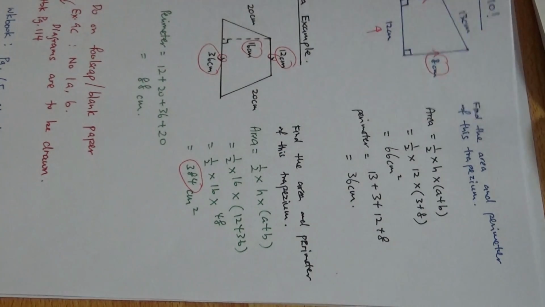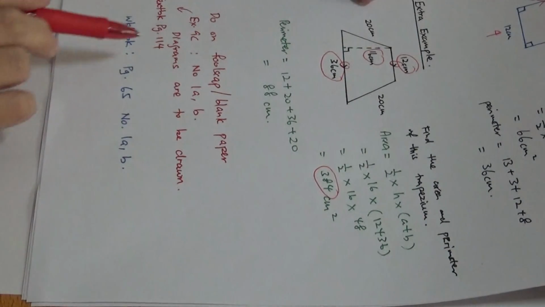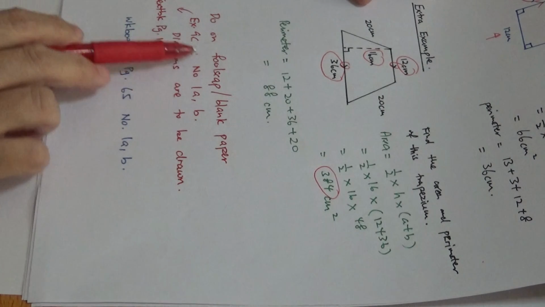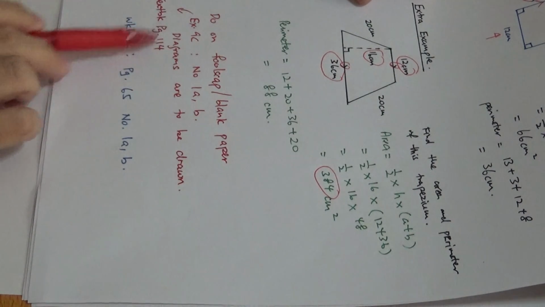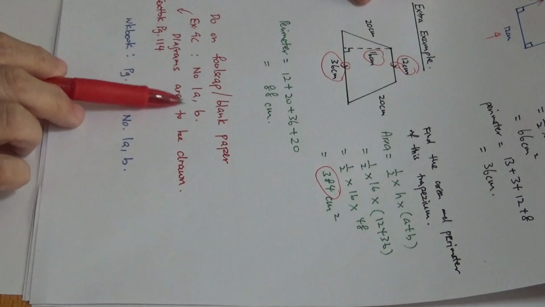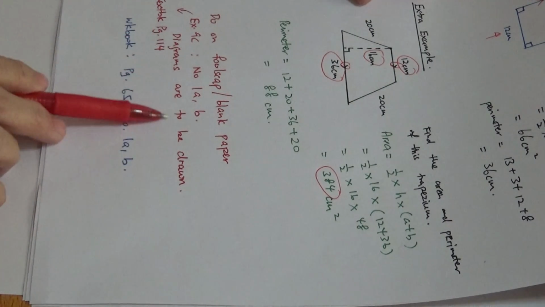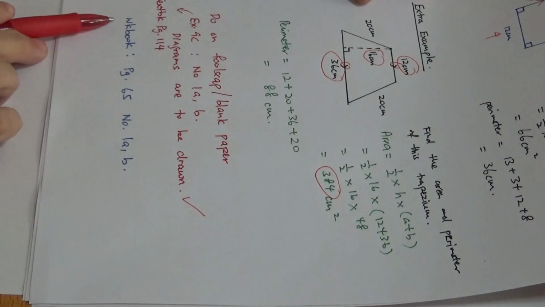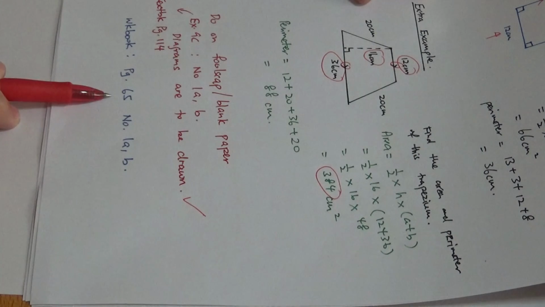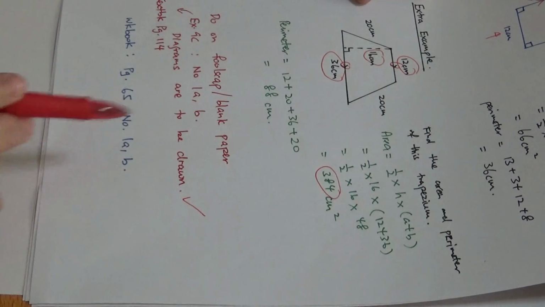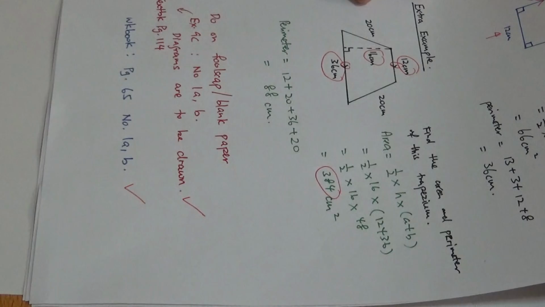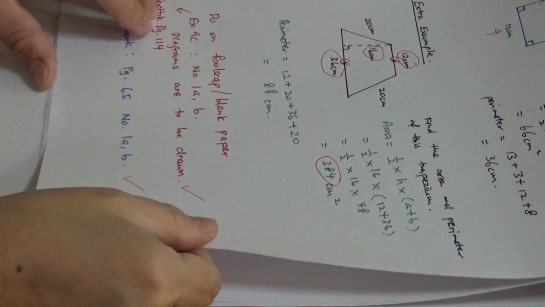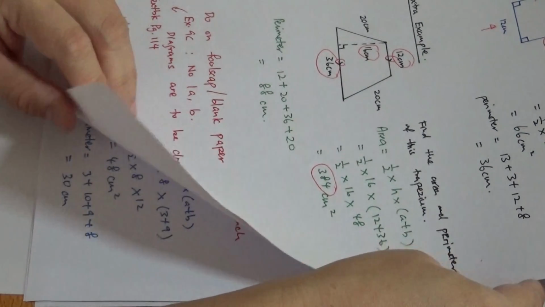Alright, now for your homework, you will do it on foolscap or blank paper, those that I've given you in the classroom. Textbook page 114, exercise 9C, number 1A and B. Okay, diagrams are to be drawn. This is the first set of homework. Second set of homework will be the workbook, page 65, number 1A and 1B. So these are the two sets of homework that you'll be doing for me. Okay, so please do your homework, and after that we'll check the answers.